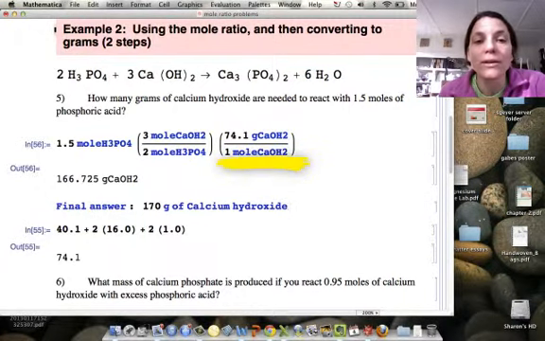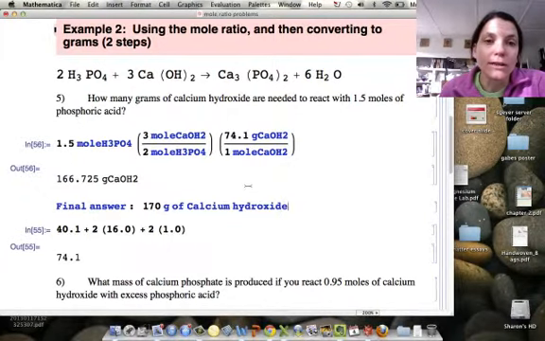Then the last step is simply changing from moles to grams of the calcium hydroxide. So we totaled up all the atomic masses in the compound for calcium hydroxide, and we put the formula mass over 1 mole. And that's how we got our answer.